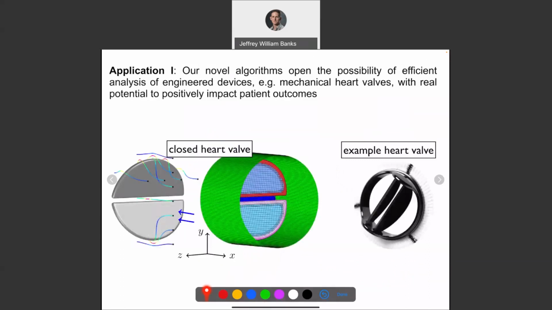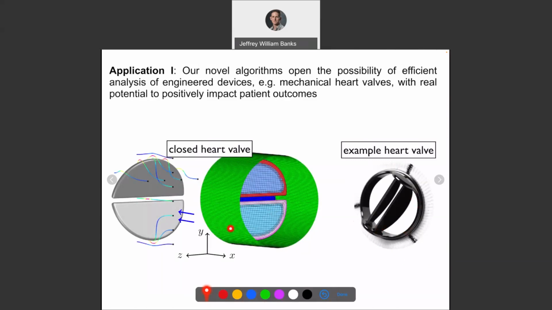So we take those algorithms and we apply them to cases which have potential application with real impact on, for example, patient outcomes in this case. So we want to be able to address how blood flow is affected by an artificial heart valve. In this case, here is an example heart valve. And here is a computation on the left that we set up to mimic what's happening here.